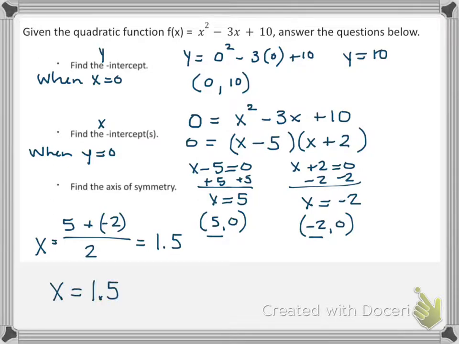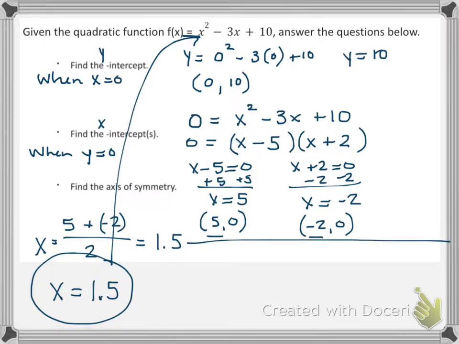And I could go a little further to find the vertex by saying, well, what if x is 1.5? And then plug that into my original function, and then solve for y. Then I would have my vertex. So I'm going to do that down here. I'm going to say my y value is equal to 1.5 squared minus 3 times 1.5, and then plus 10.